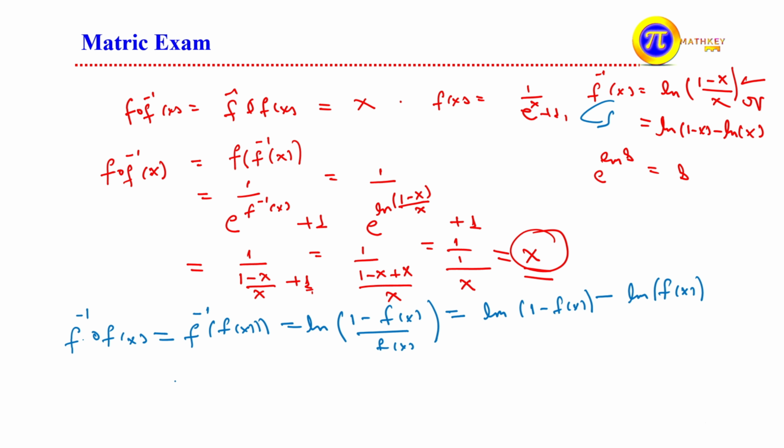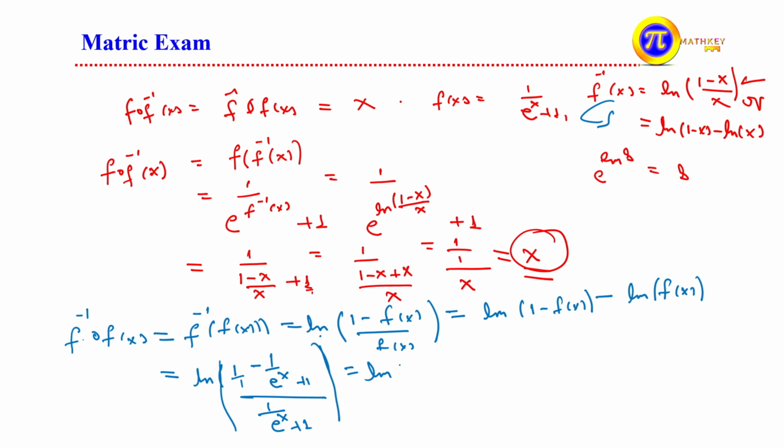What is f of x? Here you have to take it in the first case. Here you have ln of 1 minus 1 over e to the power of x plus 1, divided by 1 over e to the power of x plus 1. When you take the LCM for the numerator, here you have e to the power of x plus 1, and here is 1. So the LCM is e to the power of x plus 1, divided by 1 itself.